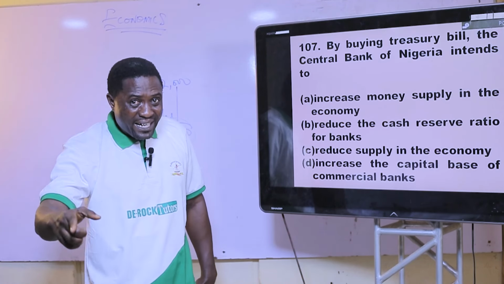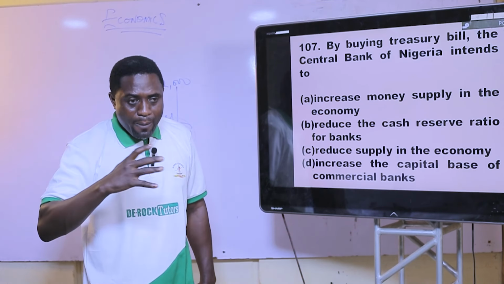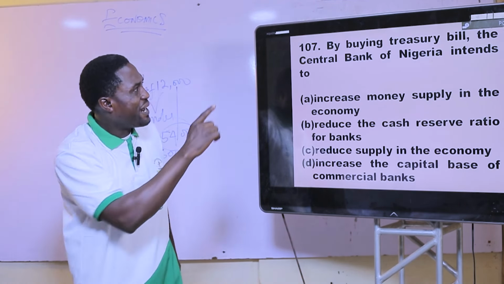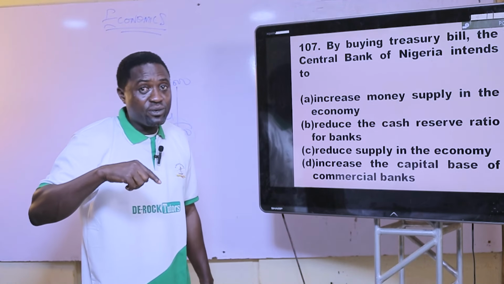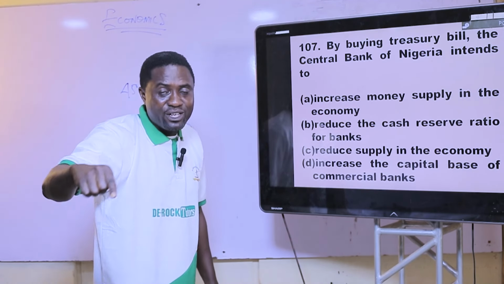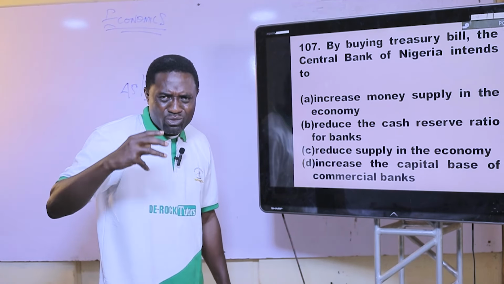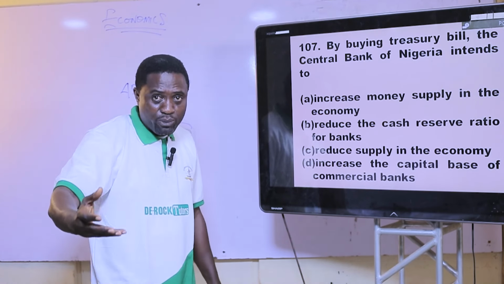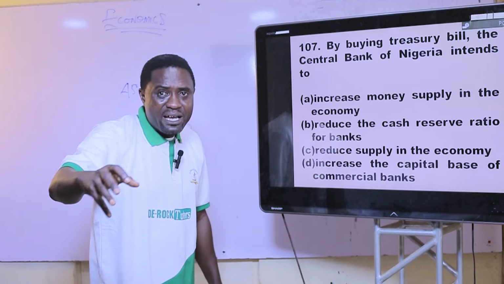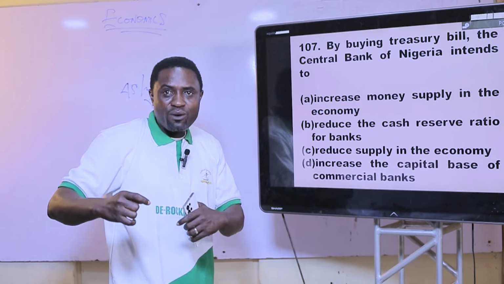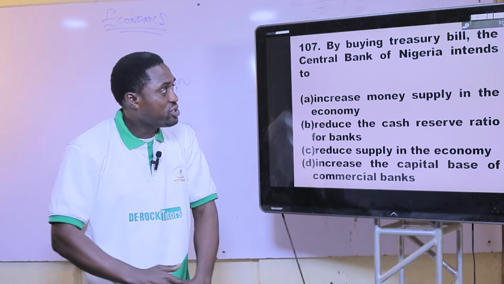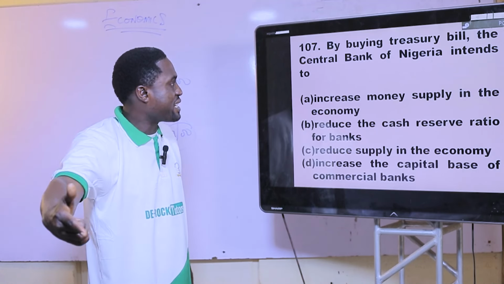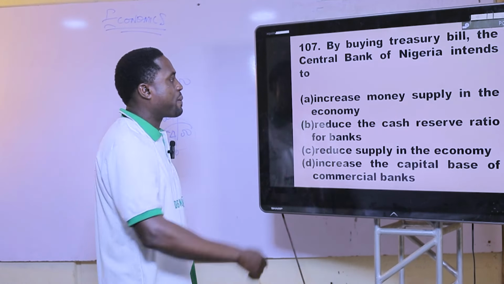When they buy treasury bills, they pump money into the economy. That is what is called expansionary monetary policy. They buy, so as a result of buying, no matter what they are paying, they are pumping money into the society. So when they pump money into the society, what happens? They increase the money supply in the economy.